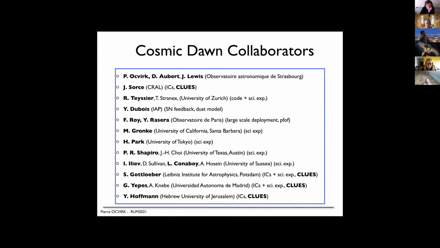So I'm speaking on behalf of a bunch of people who have collaborated to the project throughout its existence. So people helping with development, with optimization, with deployment, and with the analysis. Some of them are here.